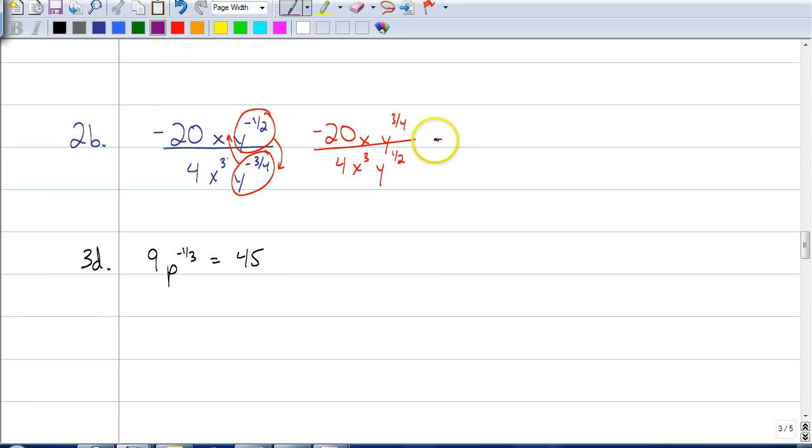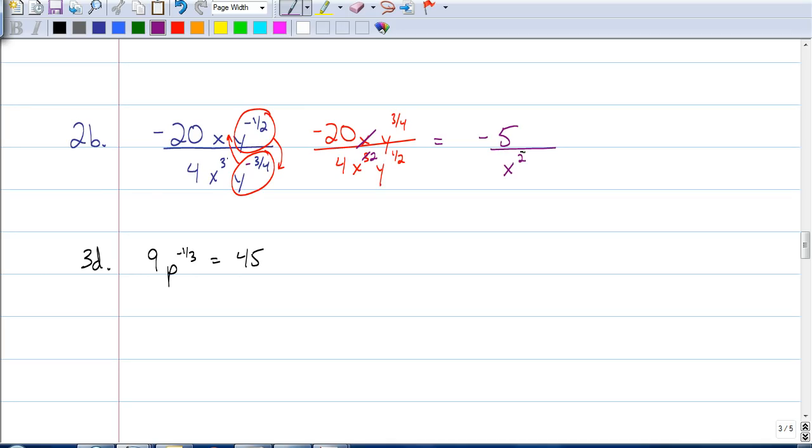Now I can simplify this. So 20 over 4 simplifies to 5 over 1. So this will be negative 5 over 1, or just negative 5 in our numerator. The x's, this x takes out an x from the denominator, leaving us with x squared in the denominator.